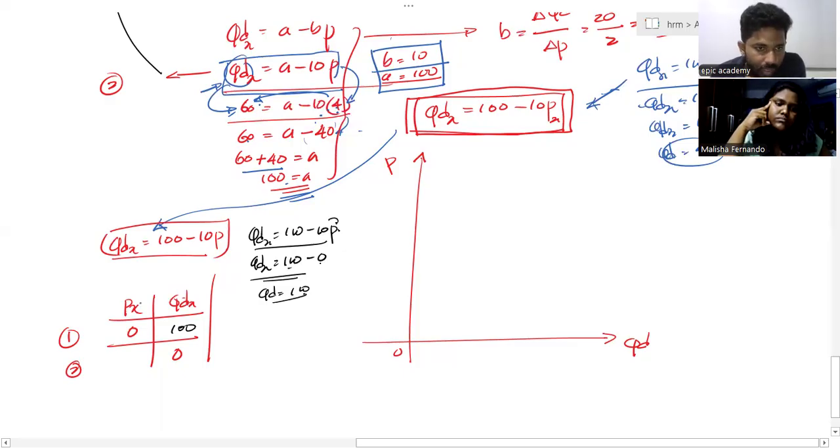Here, when the P equals 0, quantity demand becomes 100. This is the line we are going to represent the price. This is P 0. And when the P equals 0, quantity demand becomes 100.